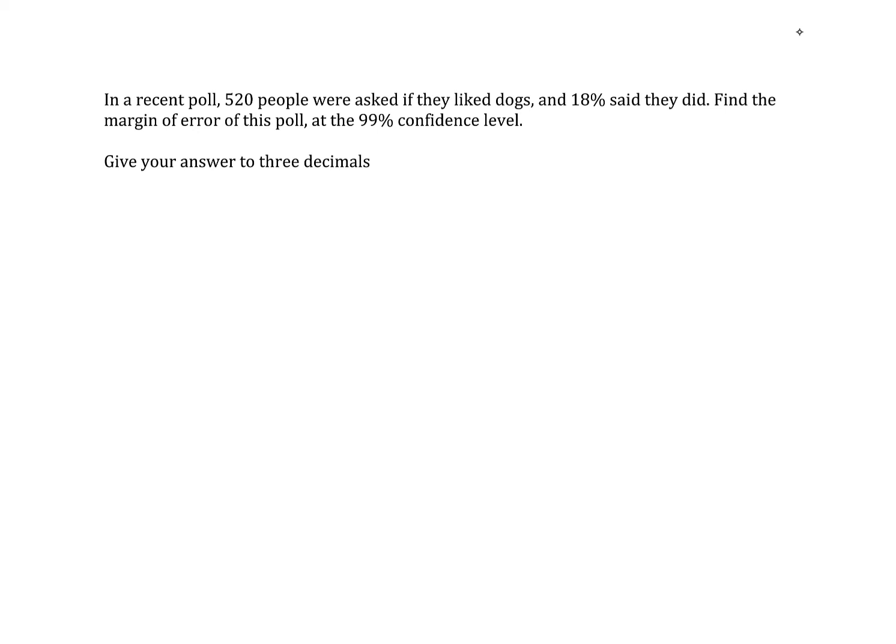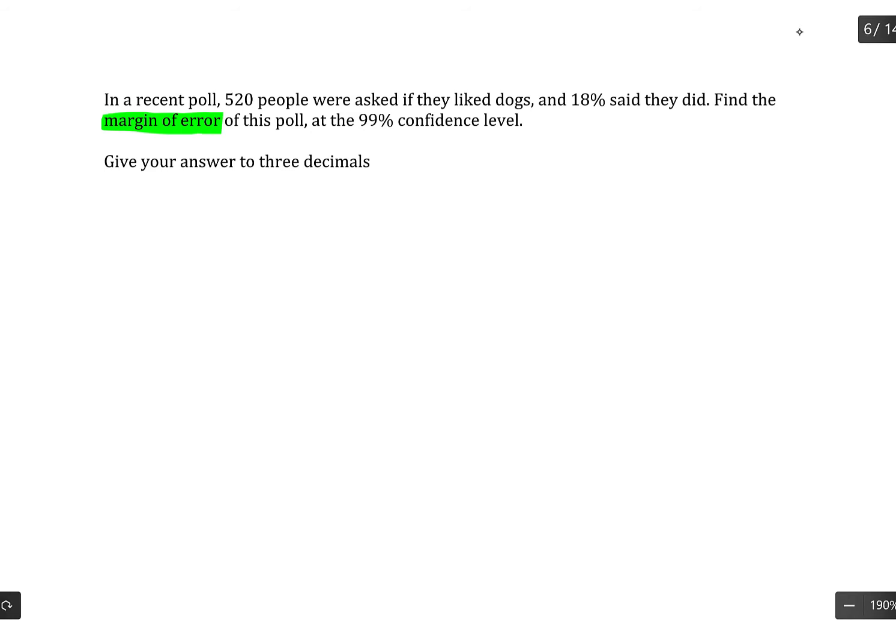In a recent poll, 520 people were asked if they liked dogs, and 18% said they did. Find the margin of error of this poll at the 99% confidence level. Give your answer to 3 decimals. All right, so what we're looking for here is the margin of error. So be careful, we're not trying to get the entire confidence interval here.